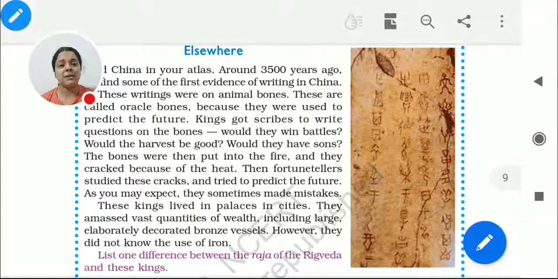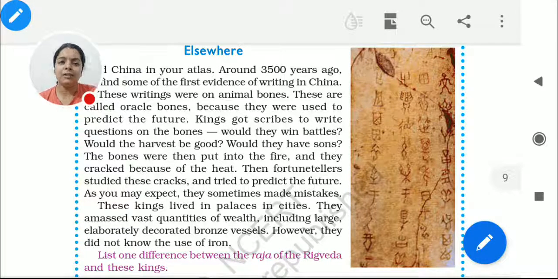Then fortune tellers. Fortune tellers means the people who used to say about the future. So they are called the fortune tellers who predict the future. They used to say, then these people studied the cracks. It's very common that if you write something on bone or you don't write, then also you put it in fire, after that it will crack. When it cracks, the fortune tellers are there in a situation to read it out, to examine it properly, to study it properly, and then they will predict exactly what the question you asked, whether you will have a son or not, or you will win the battle or not.